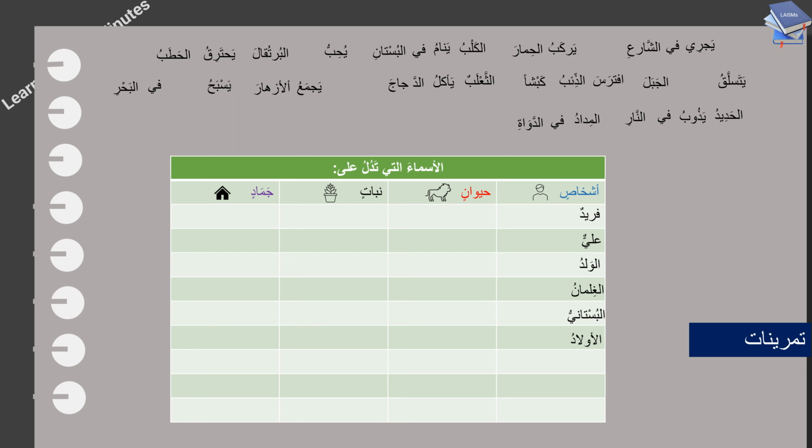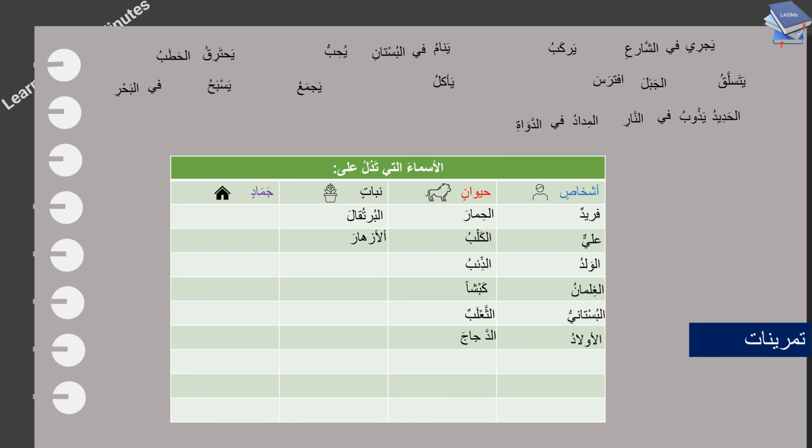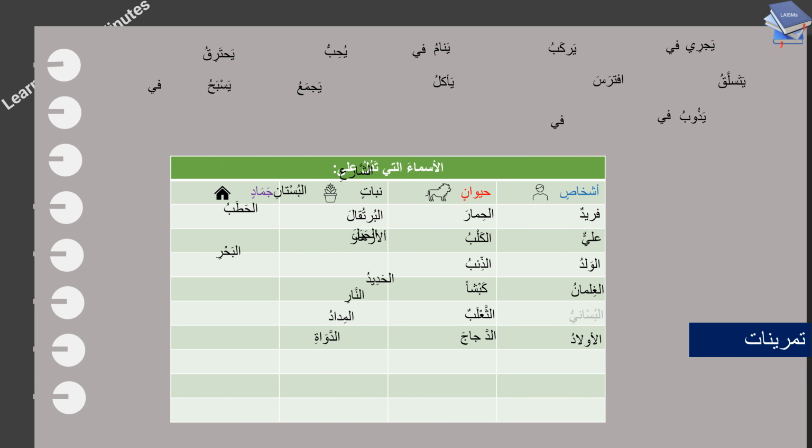Let's go to حيوان. الحمار، الكلب، الذئب، كبشا. The nabat and the jamad. The remaining are only verb and harf jar.